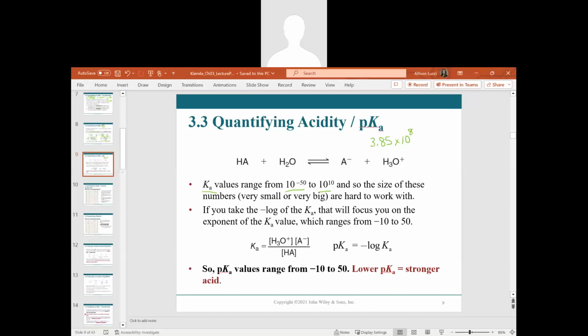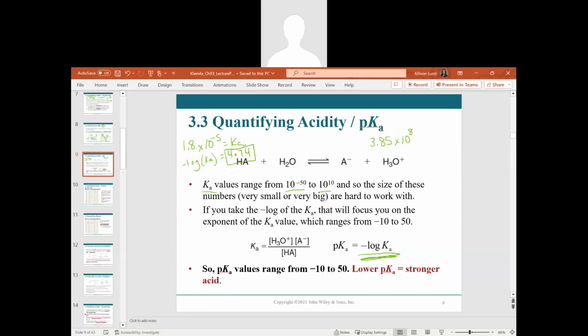So what we do is we take the negative log of our Ka value, and that will become a whole number digit. So, for example, if we have the Ka value for acetic acid, which is approximately 1.8 times 10 to the negative fifth, when we take the negative log of that Ka, we would get a value of about 4.74, right?